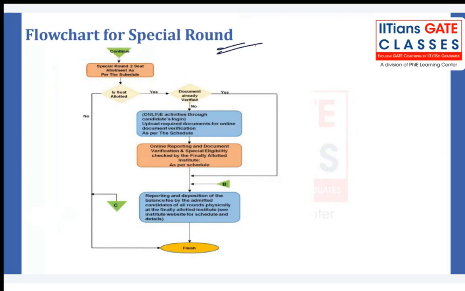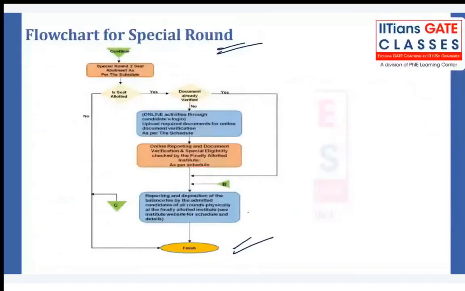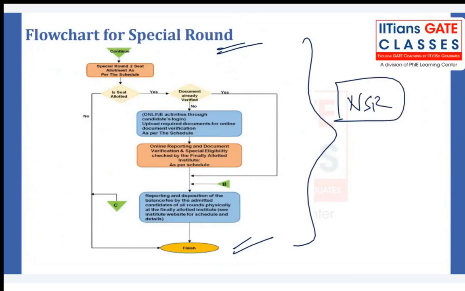So the primary steps we have seen till now are registration, fee payment, document verification, locking the choices, then seat allotment. If you have got the seat, pay the seat acceptance fees and all. So these are the things that you have to do. Keep this in mind. These are the special rounds, and you can also go for NSR, the National Sport Round. And one more thing will be there.